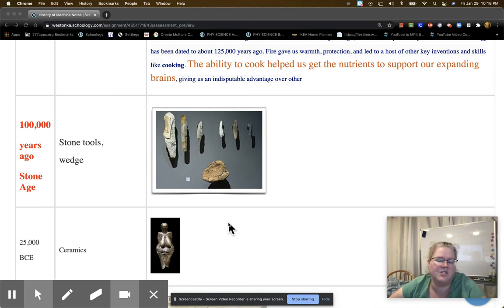We're really in the Stone Age 100,000 years ago. You see wedges and other stone tools.